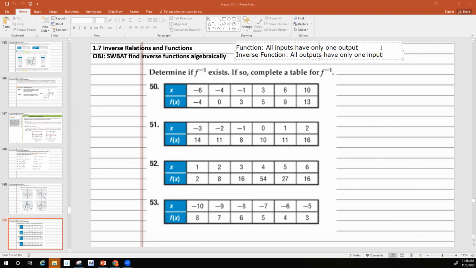So here, what that means is in a table, no x's repeat. And for the inverse, in a table, no y's repeat. That's just a quick way to do it.